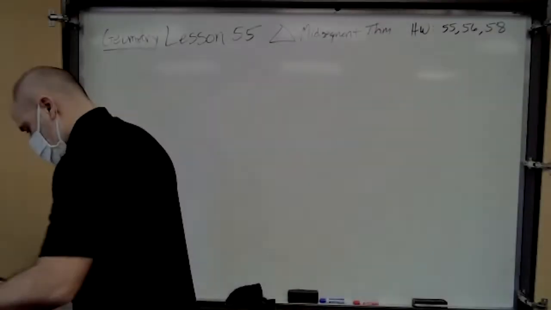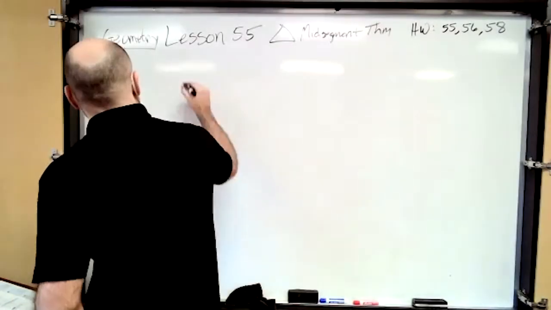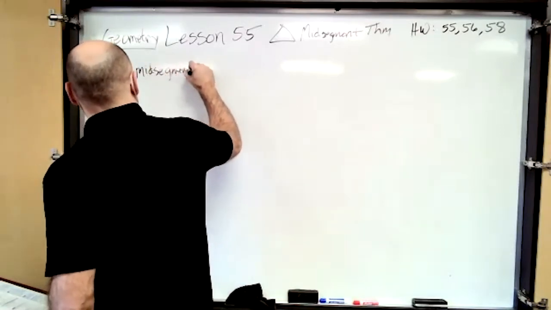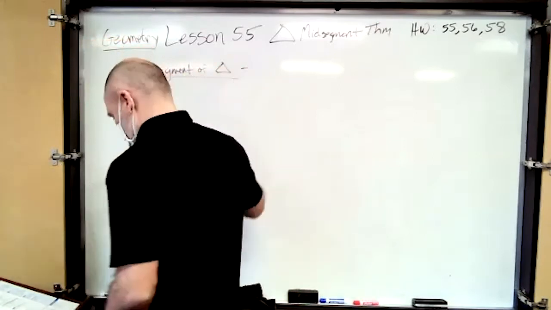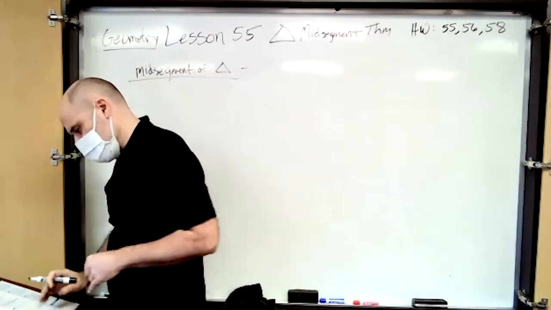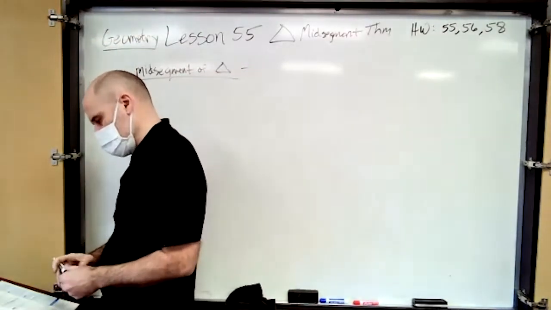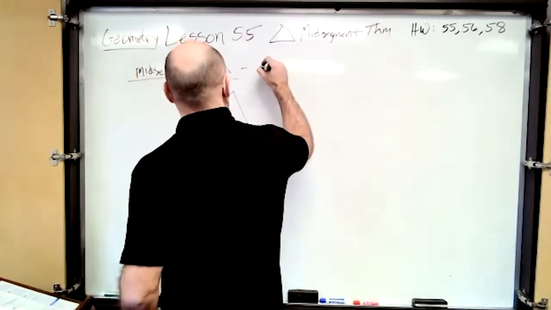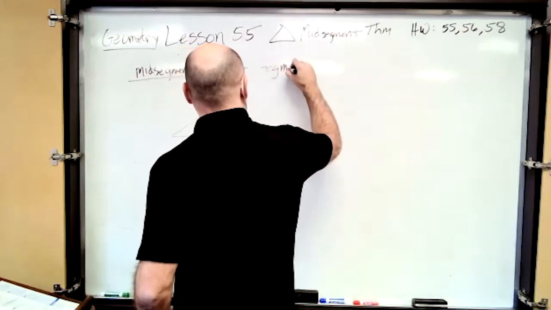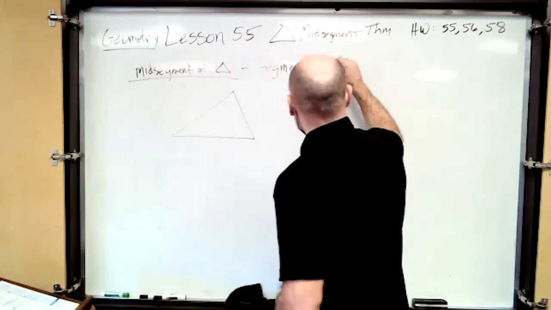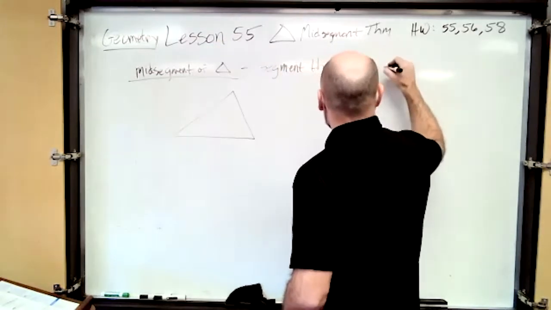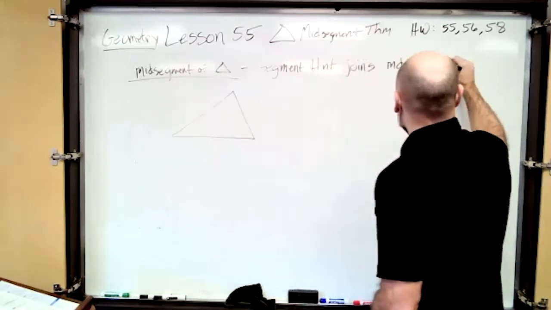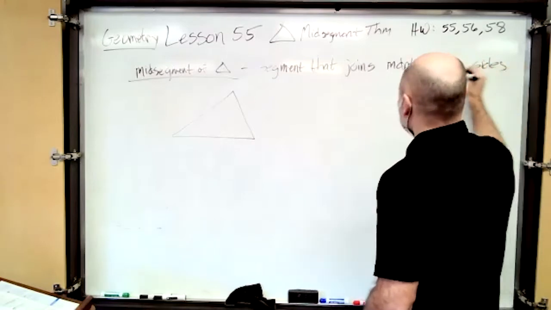Math! Okay, so a mid-segment of a triangle is the segment that joins the midpoints of two sides of the triangle. Okay, so if I have a triangle here, like this, so this is the segment that joins midpoints of two sides of a triangle.